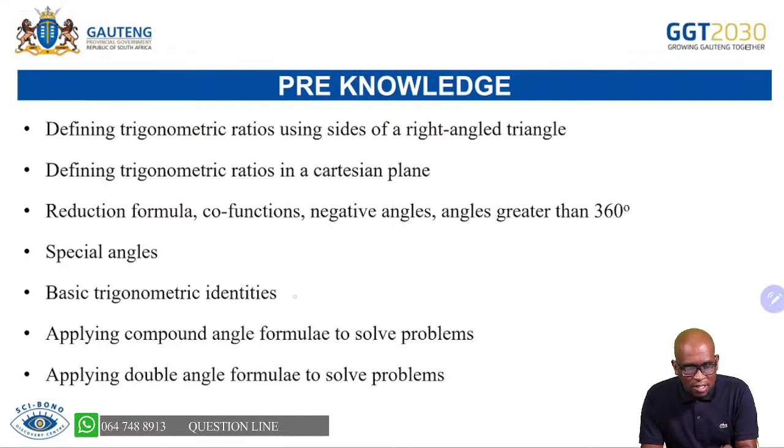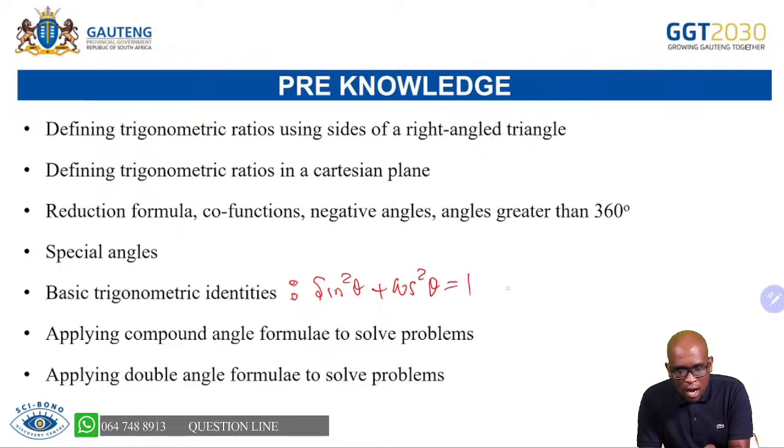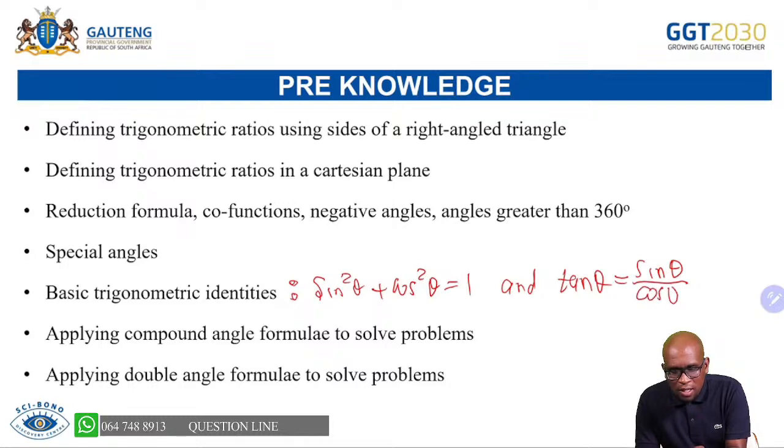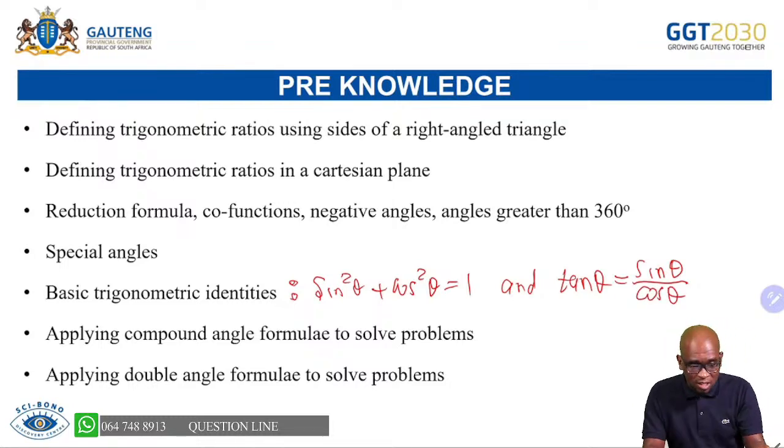By basic identities, we are talking about sine squared theta plus cosine squared theta, which equals 1. And we are also talking about the quotient identity, tangent theta, which is sine theta divided by cosine theta. Those are the basic identities, right? We should know how to apply a compound angle formula to solve problems. That's what we dealt with a lot last week. We should also be able to apply the double angle formula to solve problems. That's what we dealt with again as well last week in detail.